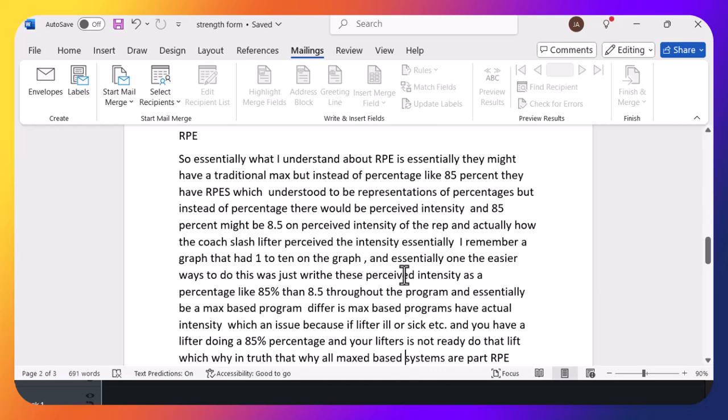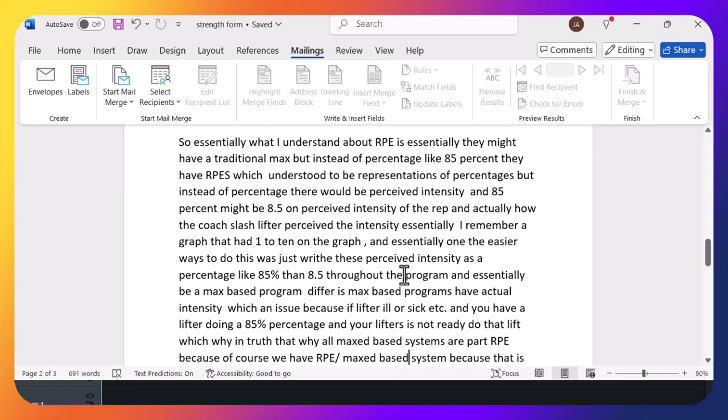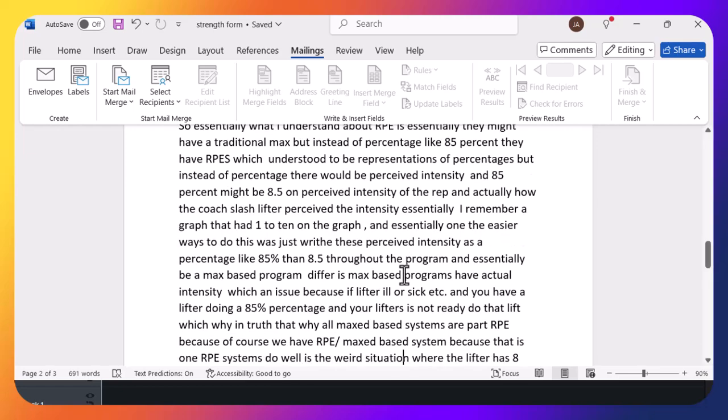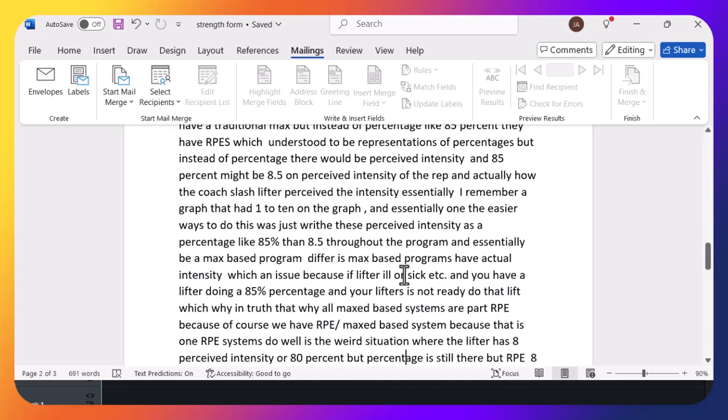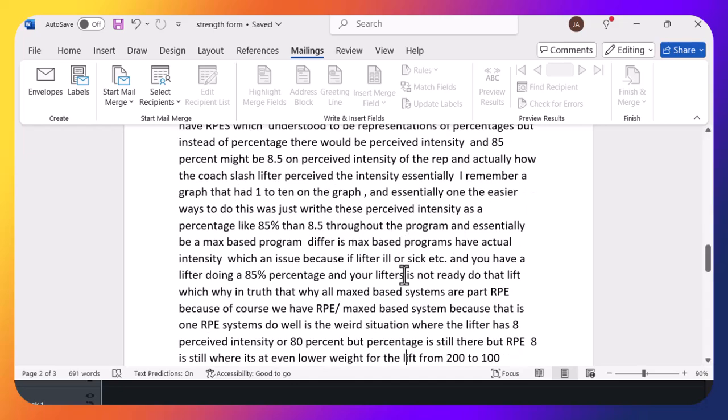So essentially what I understand about RPE is that it might replace a traditional max-based percentage, like 85%. RPEs are understood to be representations of percentages, but instead of a percentage, there would be a perceived intensity of 85%. It might be an 8.5 perceived intensity, reflecting how the coach or lifter perceived the intensity. I remember a graph from 1 to 10, and one of the easier ways to do this was just to write the perceived intensities as a percentage, like 85%, and then the 8.5 throughout the program would essentially be a max-based program.